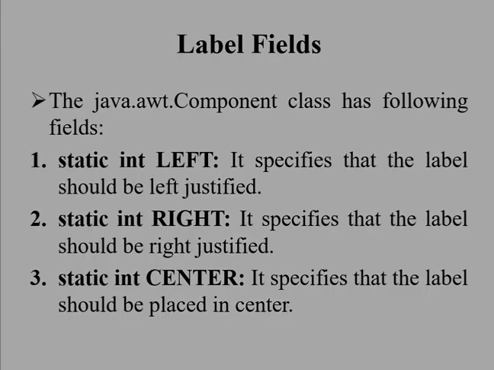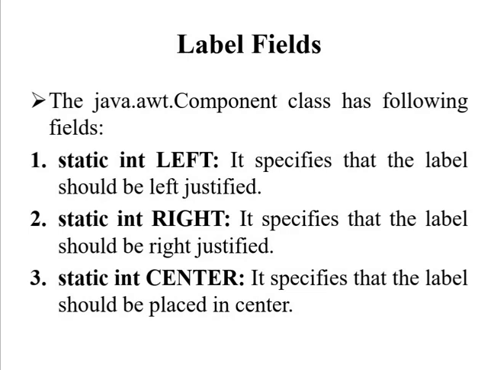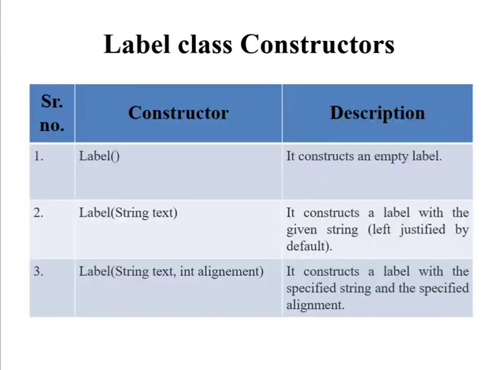Then next one is the Label class methods. First method is void setText(String text), that is, it sets the text for the label with the specified text. Next one is void setAlignment(int alignment), that is, it sets the alignment for the label with the specified alignment. Next one is String getText(), that is, it gets the text for the label. Next one is getAlignment(), that is, it gets the current alignment of the label.